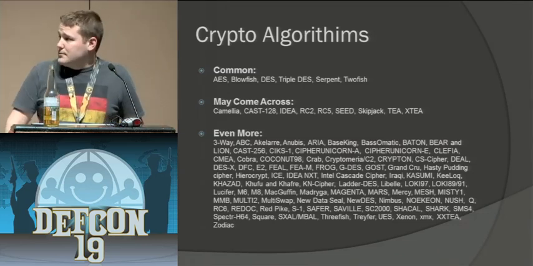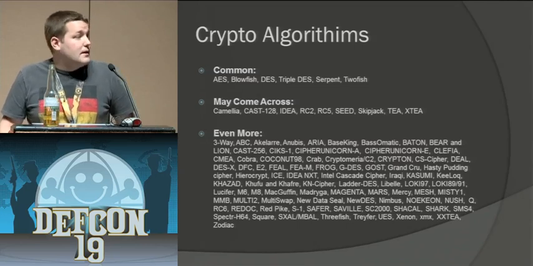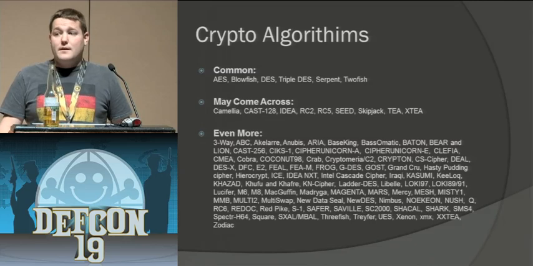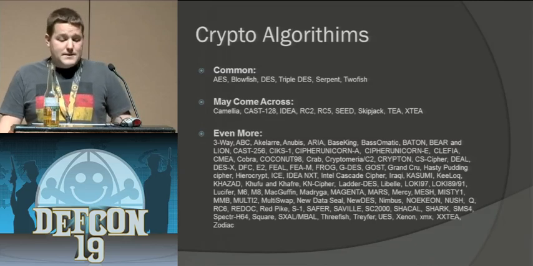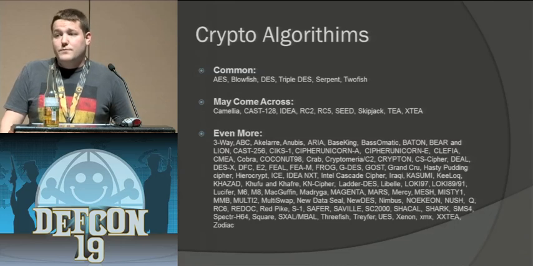Typically, though, you want what's considered good crypto, crypto that has stood the test of time and is open, where you can actually see the mathematical equations in it. AES and Blowfish and the ones listed up top are all open. People can see them. They've stood the test of time. People have tried to crack them.